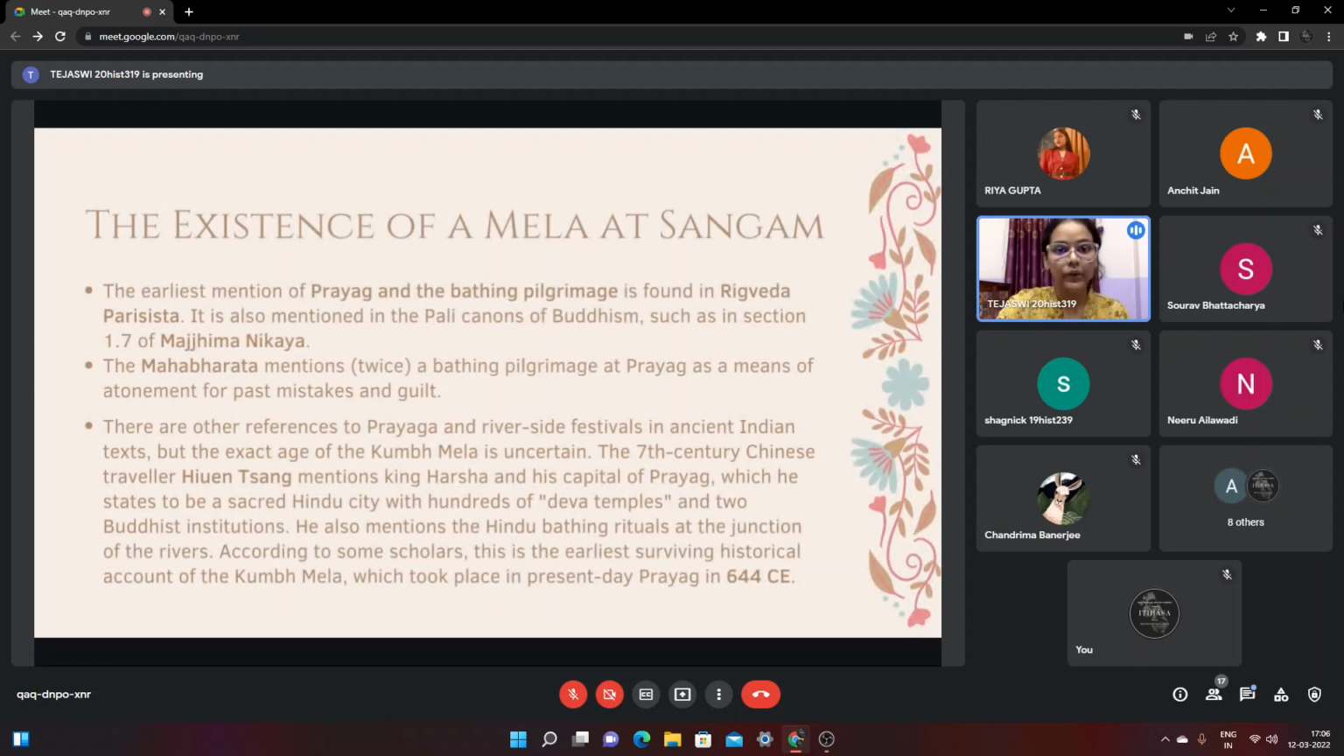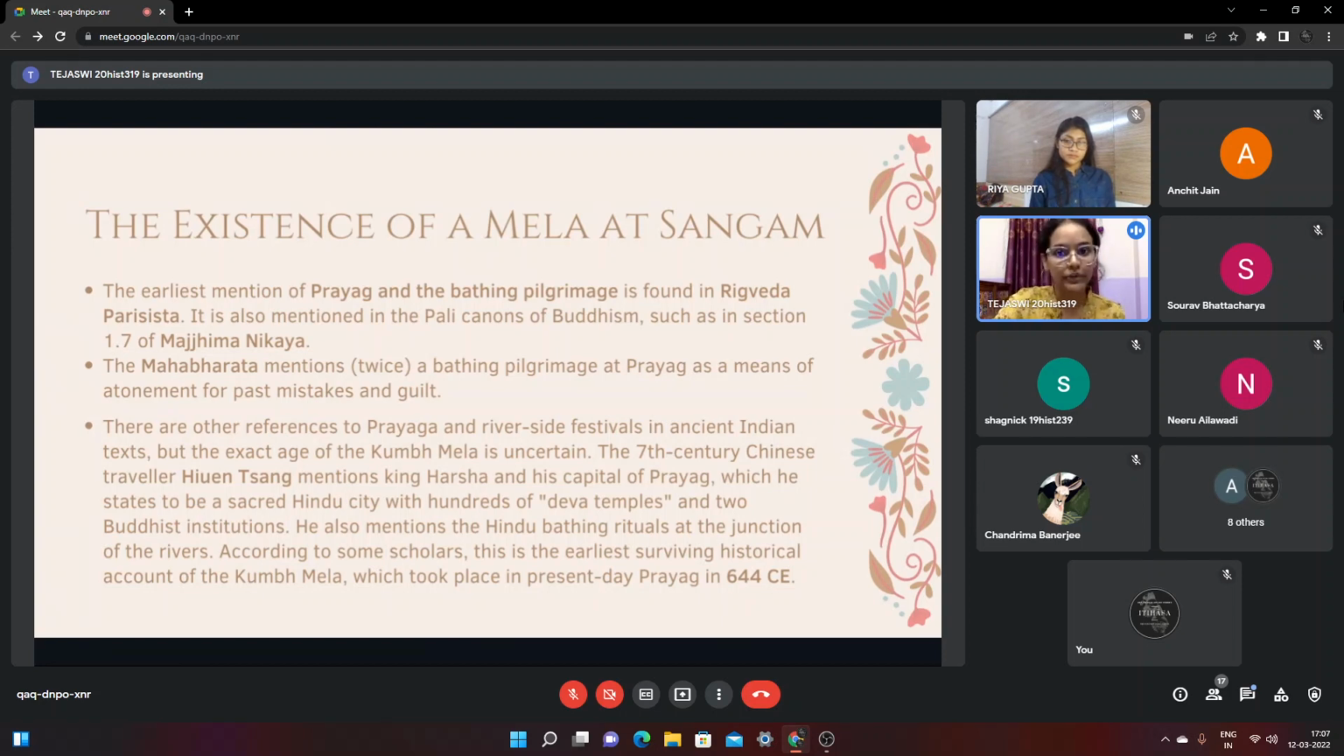Yes. So now the point is the existence of a Mela at Sangam. How does the Mela come to be known as either Kumbh Mela or Magh Mela? Magh is a month in the Hindu calendar, but why is it only specific to the month of Magh? And how does Kumbh, which means a pot, come into it? So how do the two come to be used interchangeably?